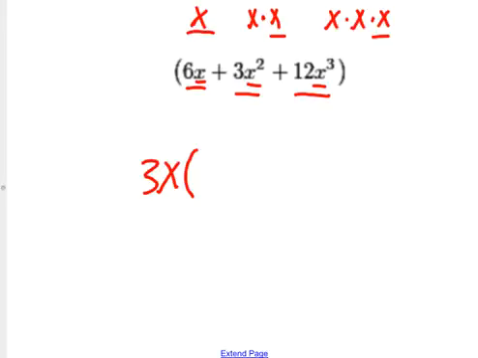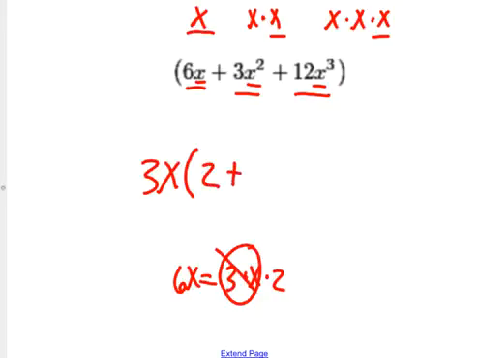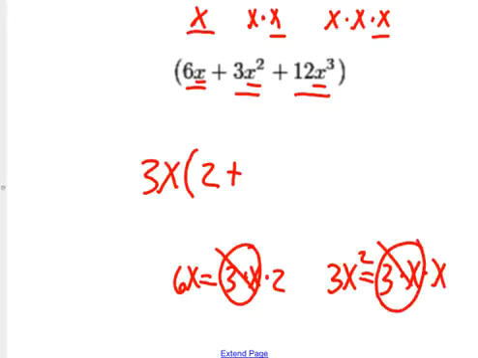So I have to think to myself, 6x is actually equal to, so if I rewrite 6x and decompose it, I can see that it's equal to 3 times x times 2. So that means that I'm taking out the 3x, okay, and that leaves me with a 2. 3x squared is equal to 3 times x, but I'm taking out this 3x, right? So that leaves me with an x.